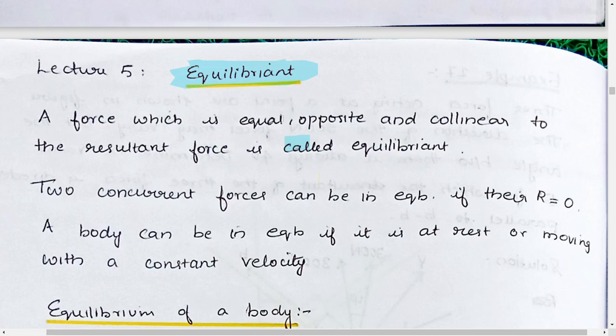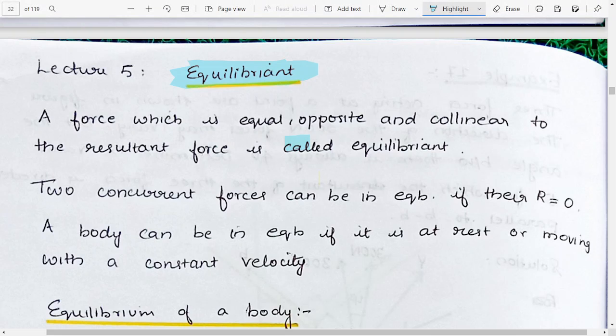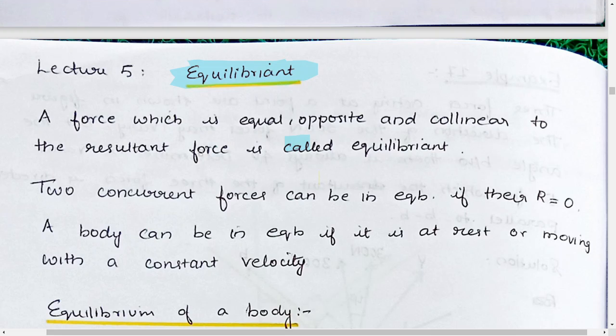So, in this video, we'll be talking about equilibrium, which is lecture 5 of module 1 of engineering mechanics. We'll have a brief idea of what equilibrium is, equilibrium of a body, and so on. Then we'll be doing examples, problems and assignment questions from this chapter. Okay, so let's get started.